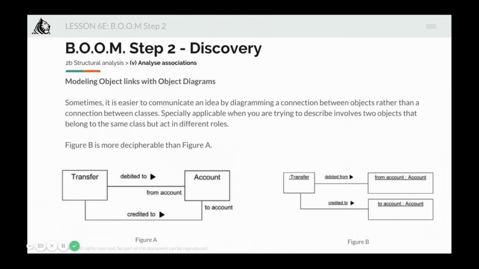How do you model object links with object diagrams? Well, sometimes you can get an idea across better by diagramming connections between objects rather than connections between classes. So for example, suppose you wanted to show that a transfer is debited from a from account and credited to a to account. You could show the requirement using classes and associations as shown in figure A. Right? There's a transfer which is debited to account and from account, and the transfer credited to the same account. Correct? However, since from account and to account belong to the same class but play quite different roles, it might be clearer to diagram the business rules as shown in figure B.